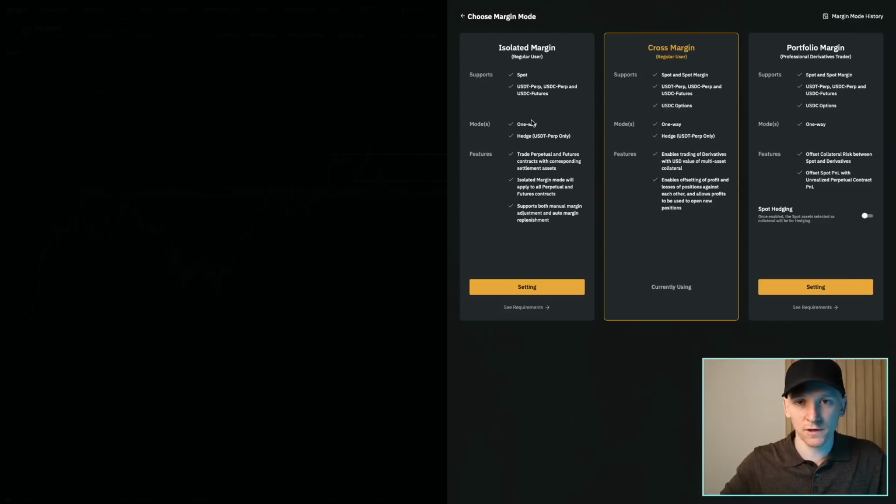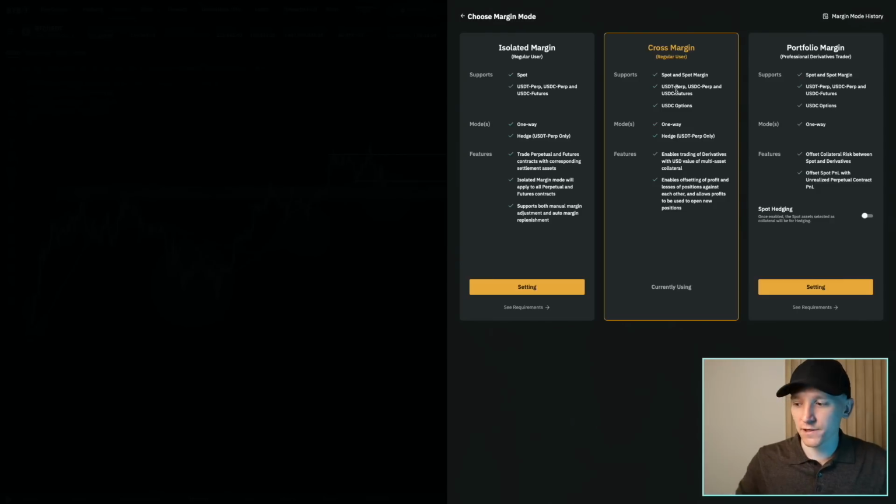And each individual position is going to have an isolated amount of margin. So if I have a Bitcoin position and an ETH position, I can use USDT to fund those, but those positions are isolated. If one of the positions loses, the other is fine. That does its own thing. That's isolated. Now with cross margin, this uses any assets in your account to fund all trades.